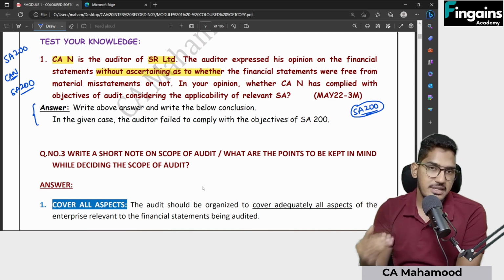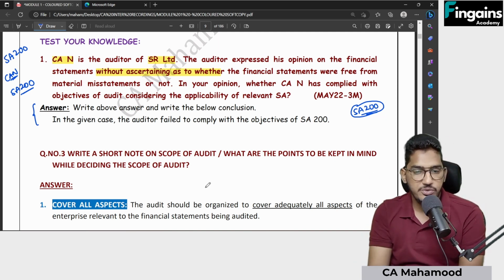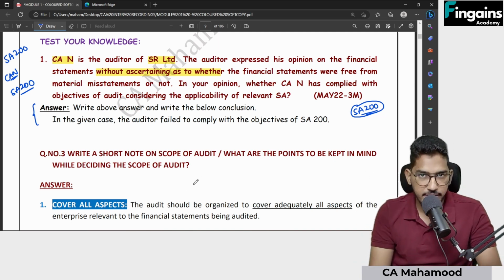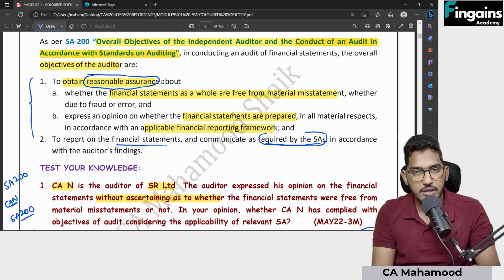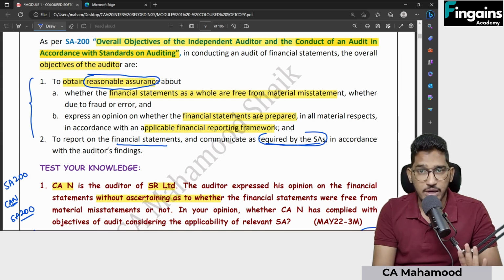In the given case, CAN failed to comply with the objectives of SA 200. Clear everybody? So this is what question number 2 is. So 2 questions we are done. What are the points which auditor is required to consider before expression of opinion, and also we are done with what are the objectives of the auditor as per SA 200. Clear everybody till here? I hope so.